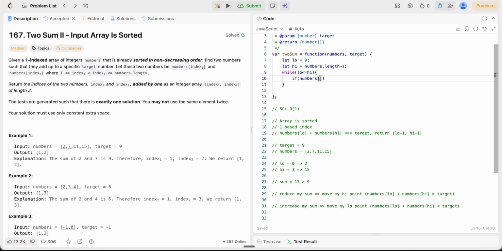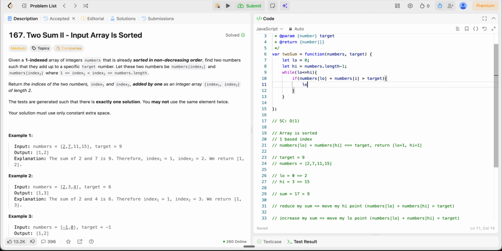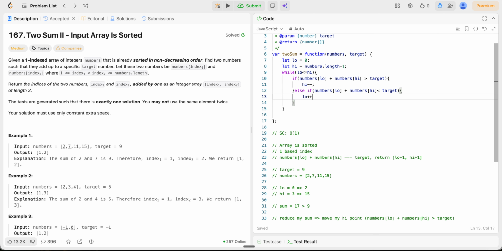I'll check numbers of low plus numbers of high. If it's greater than my target, what should I do? I should reduce my high pointer. If I reduce my high pointer, I will be reducing my sum value, right? If numbers of low plus numbers of high is less than my target, what should I do? I should be doing low plus plus.